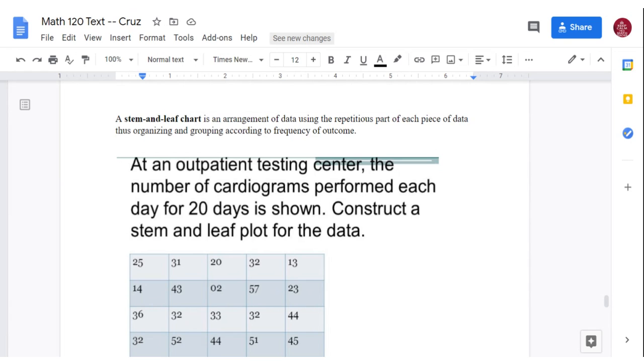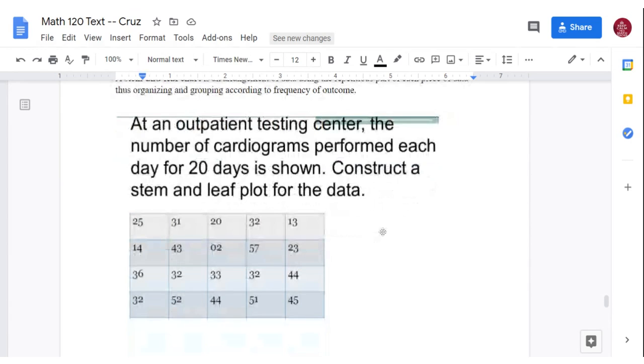So let's just see what's different about this. All right. It says in an outpatient testing center, the number of cardiograms performed each day for 20 days is shown. And it says construct a stem and leaf plot for the data.